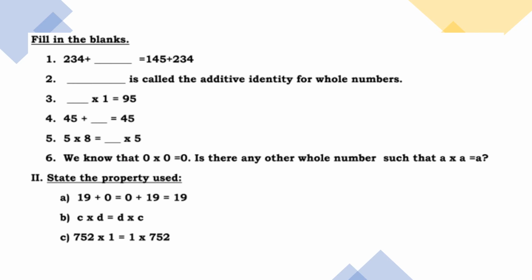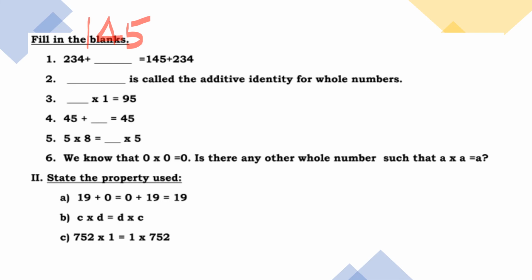So let us solve some questions based on the given topic. 234 plus what number will be equal to 145 plus 234? This is the commutative property of addition. So in the blank the number will be 145. This is A plus B equal to B plus A.